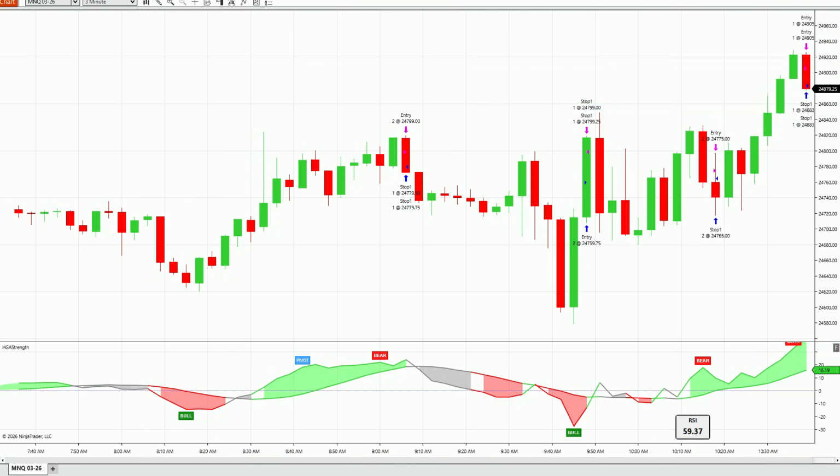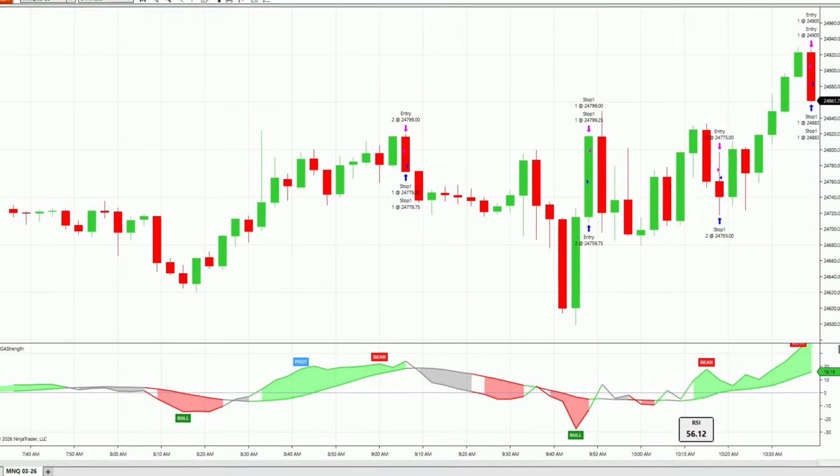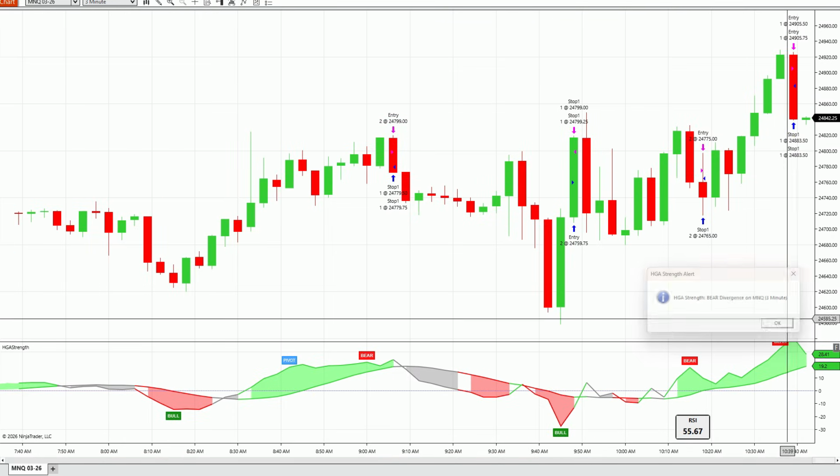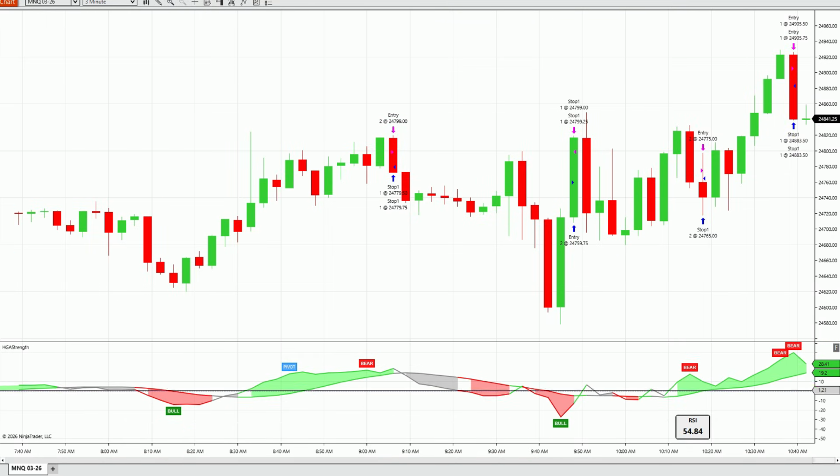Got in the trade, got a nice trade of it. And right after that, almost on the next candle, we got another bear alert, and we got the alert there. So what we're doing is waiting for it to push down. Got in the trade, got a little red there, and grabbed the next trade.